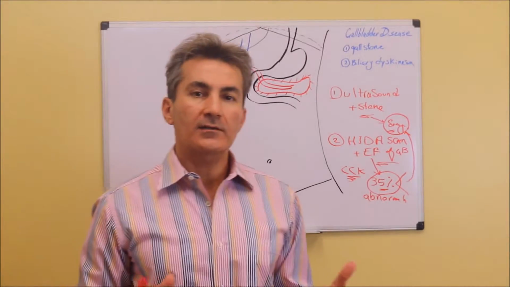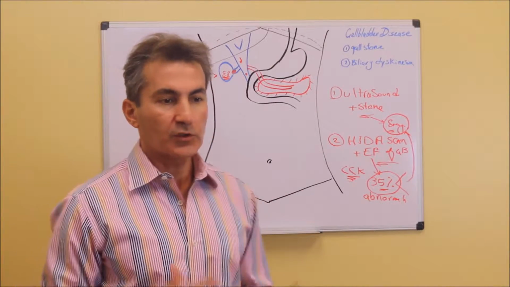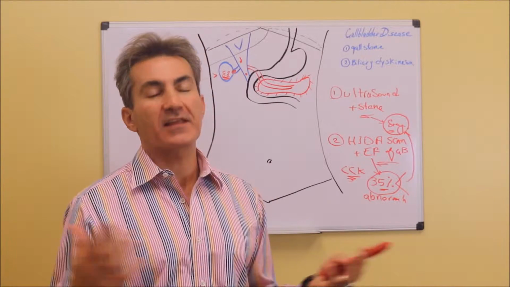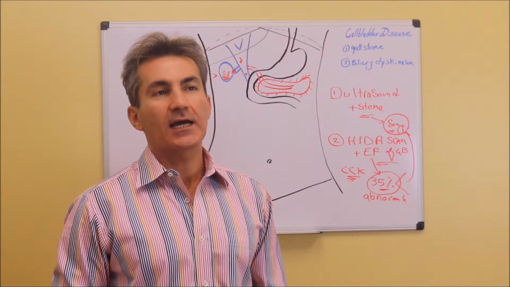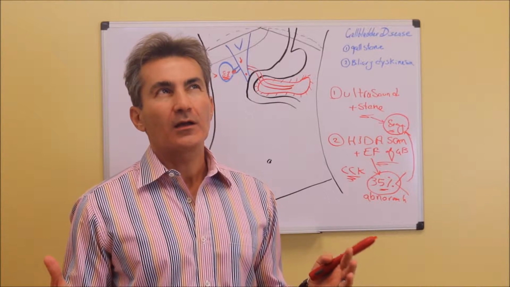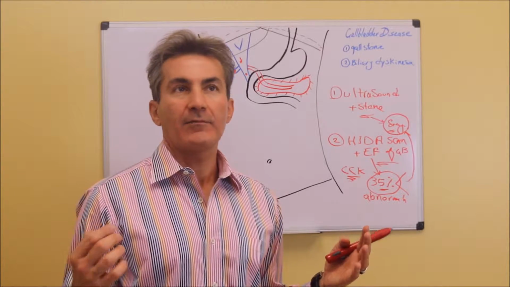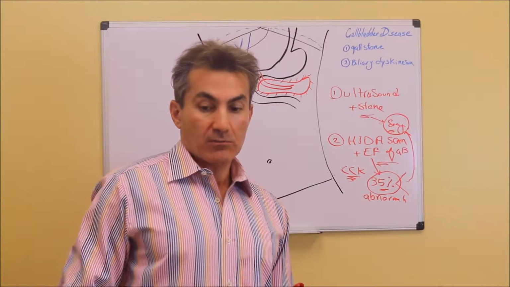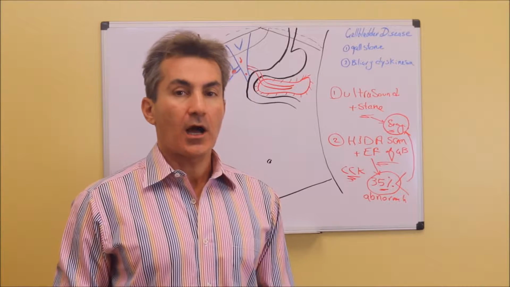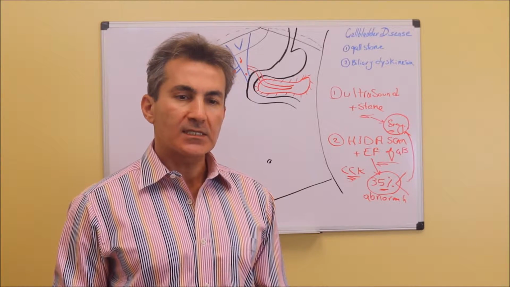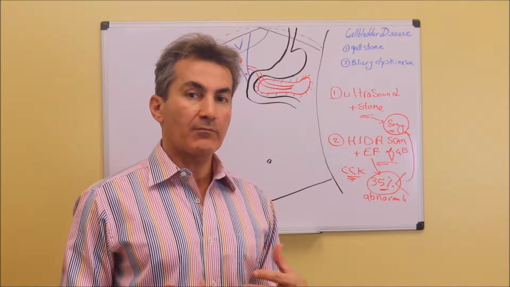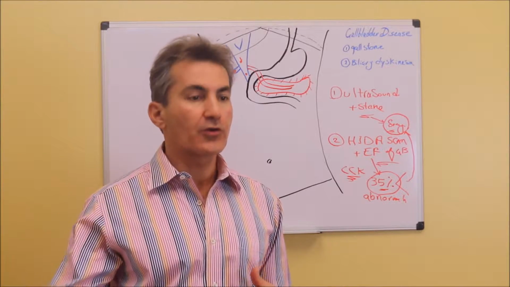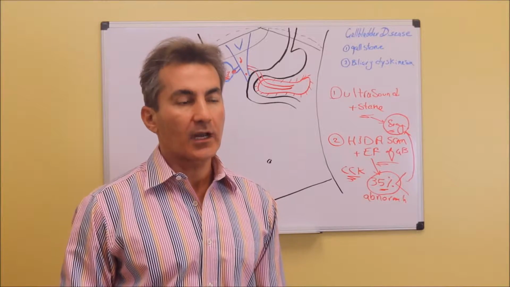Now, let's talk about the type of operation. The history of gallbladder surgery goes back more than 100 years. Up to 1985, the gallbladder operation was done through a big incision below the rib cage. It is called an open operation. And since 1985, minimally invasive surgery started in Europe, and then after a few years came to the United States.